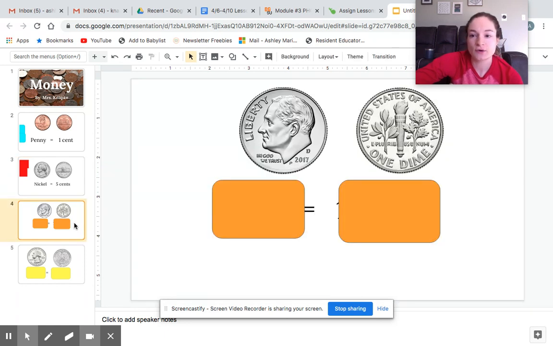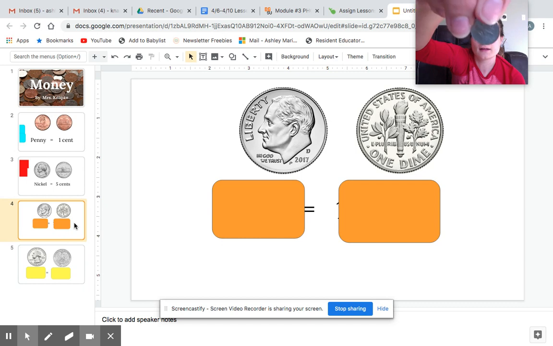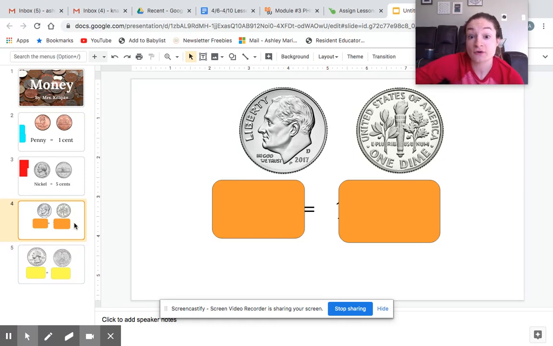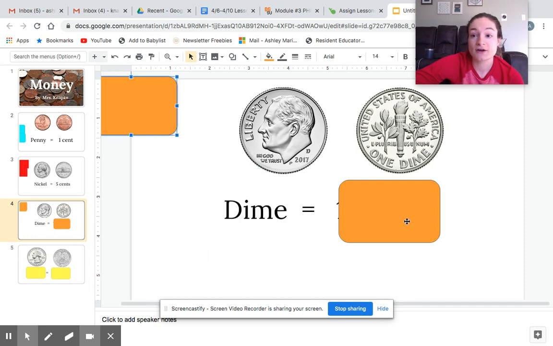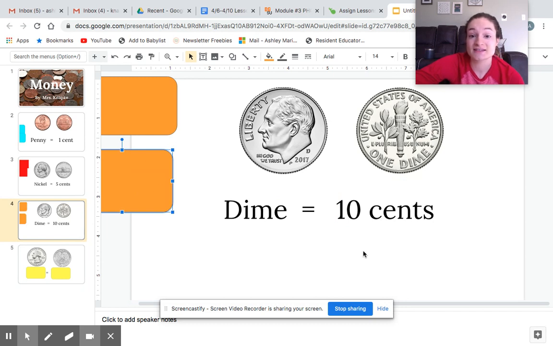All right, the next coin I want you to get in front of you looks like this. It's silver. It is actually the smallest out of all of the coins, but that does not mean it's worth the least amount. So this coin is called a dime, and a dime is worth 10 cents. So 10 pennies would give you 10 cents, which would equal 1 dime. So this is a dime and it equals 10 cents.